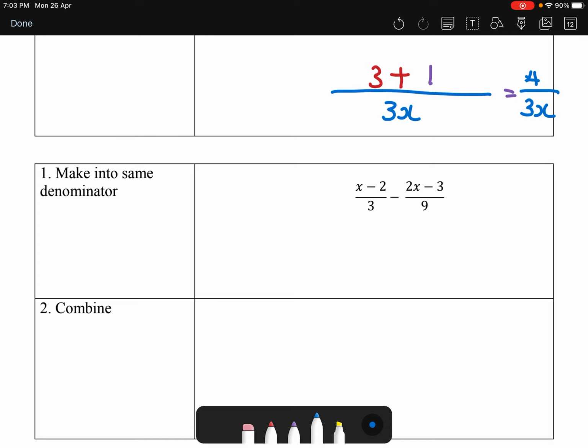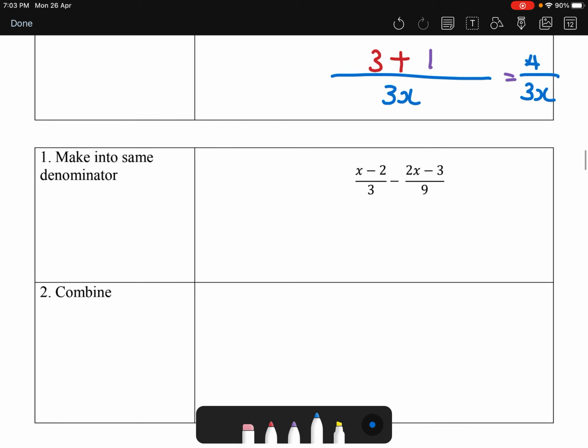Next is the same, alright? So we have (x minus 2) over 3 minus (2x minus 3) over 9. Now, I want to make them into the same denominator. If you look at the first term and the second term, the first term denominator is 3, the second term denominator is 9. So the common multiple between 3 and 9 is just 9.